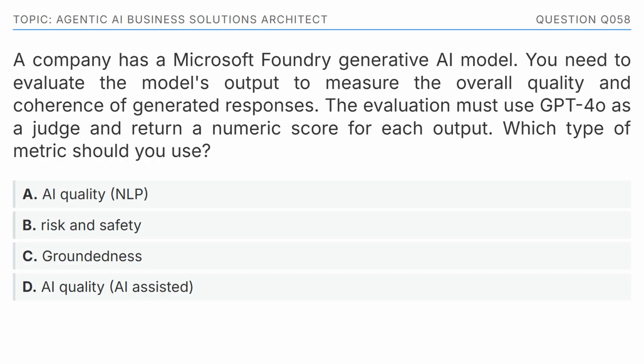The options are Option A, AI quality, NLP. Option B, risk and safety. Option C, groundedness. Option D, AI quality, AI assisted.